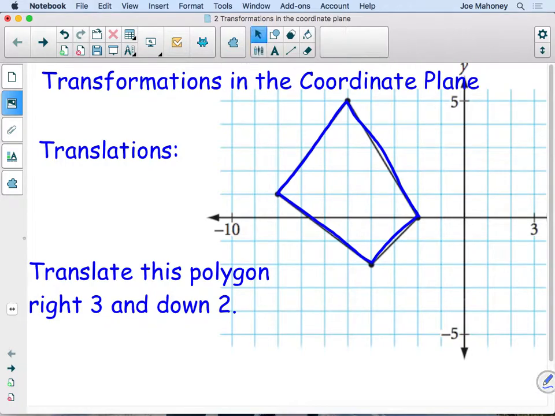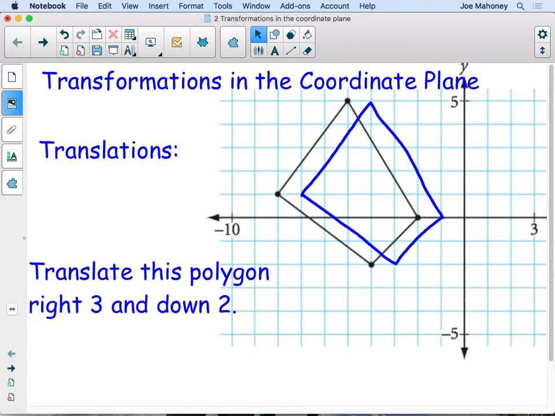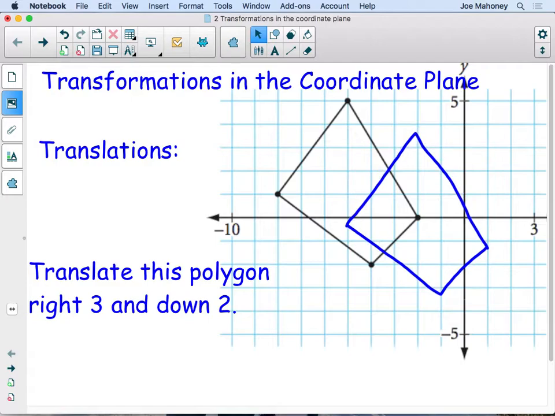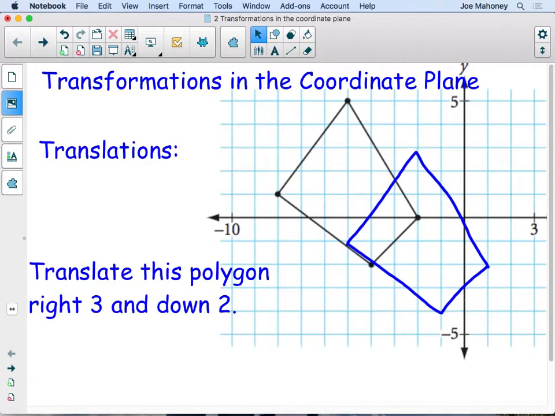So on a grid, think of doing this. Think of taking this polygon and sliding it 1, 2, 3 to the right, and down 2. So this is where our 4 new coordinates are going to be. I'm going to have one here, one up there, and probably one right there.